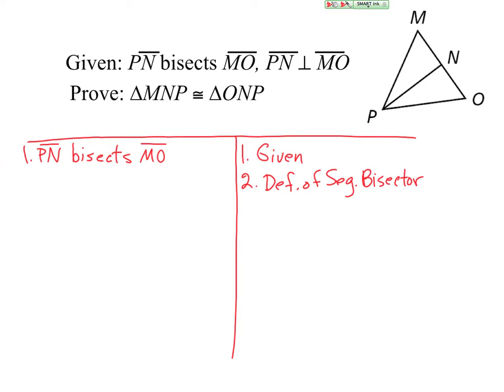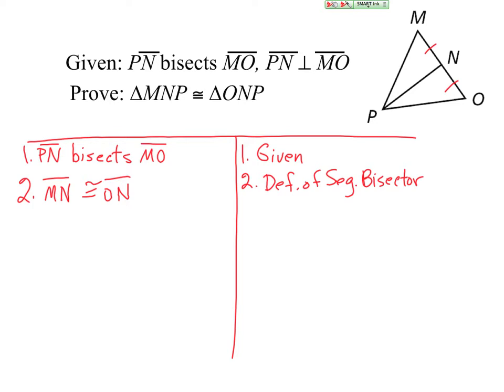Had we flipped a switch? We'll see if it works. All right, hopefully it does. So we wanted to say segment MN congruent to segment ON. There's one pair of sides congruent.